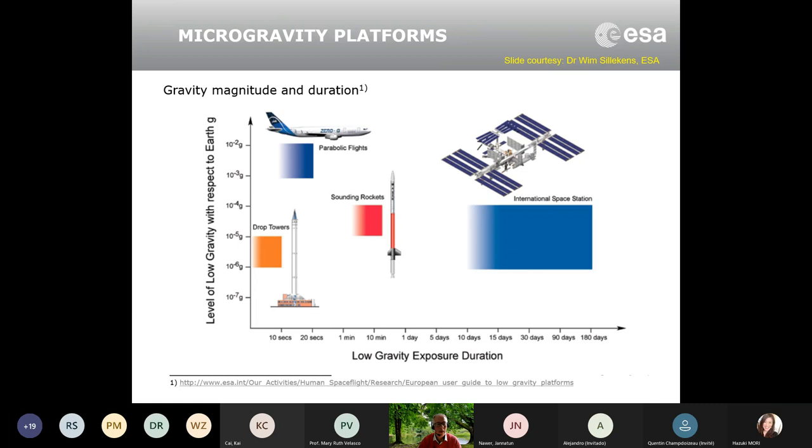Again, in diagrammatic form, we can see the duration of microgravity, which goes from low values in drop towers to higher values in parabolic flights, higher again in sounding rockets, and then continuously on the ISS. These on the left-hand side show the G levels. They're all at maximum 1% of gravity on the Earth. You're going right down to real microgravity, which is technically exactly 10 to the minus 6 G, but that's essentially zero gravity.